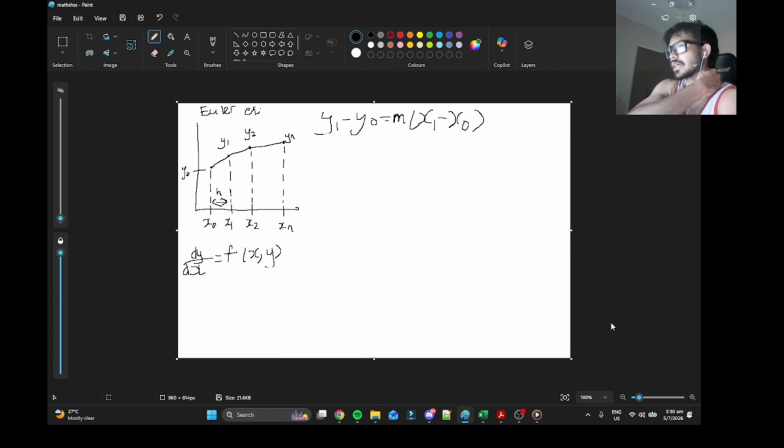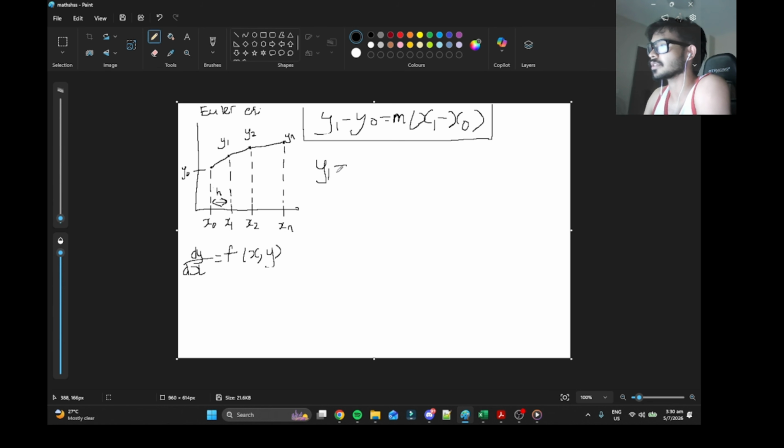Hey everyone, today I'm going to be understanding Euler's method and I'm going to derive the equation. So as you can see here, I have the tangent line equation. To find the slope between y1 and y0, I'll move y0 to the other side. And as you can see here, this is the difference between x1 and x0, also known as h. This is also known as the step size.